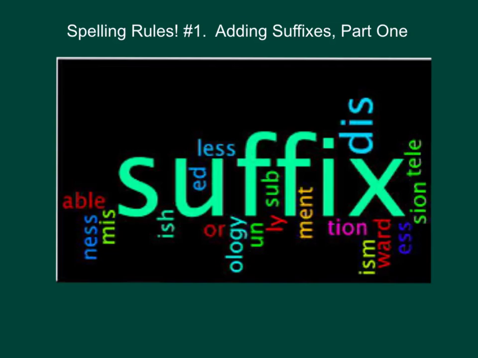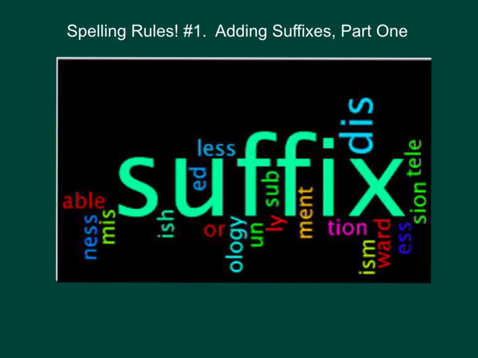So, get out your writer's notebook. If you don't have a spelling page already, you should. If you don't have one, get one created. And you're going to put adding suffixes as today's topic. And there's going to be some examples, which we'll call rules, for lack of a better word. And you're going to copy them down.